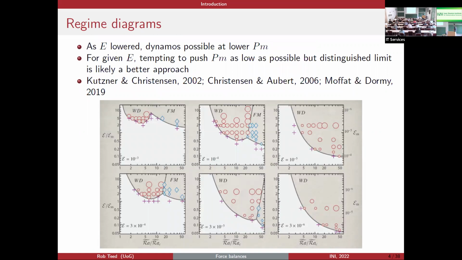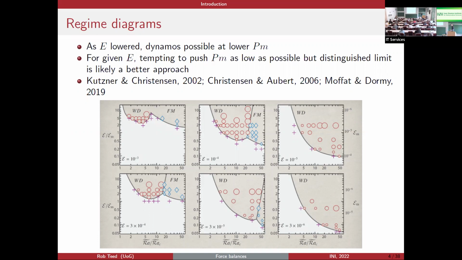Here are regime diagrams. These have appeared many times. This one I stole from, I think, Keith and Emmanuel's book. So the key thing here is, of course, as E is lowered, dynamos are possible at lower Pm. Each of these plots shows, the top left is the largest Ekman number, bottom right is the smallest. And as you reduce the Ekman number, you can reduce the magnetic Prandtl number and still retain dynamo action. So you can have dynamos at lower Pm down here, for instance, than you can when you have a larger Ekman number.